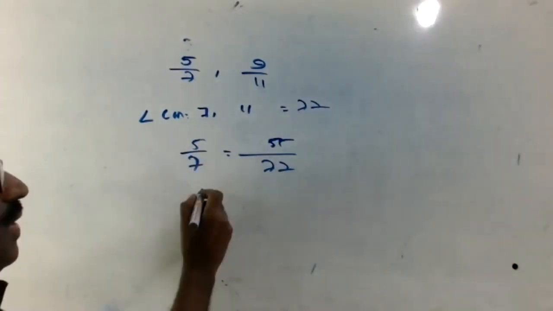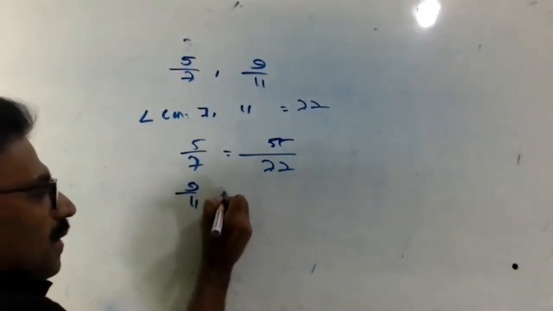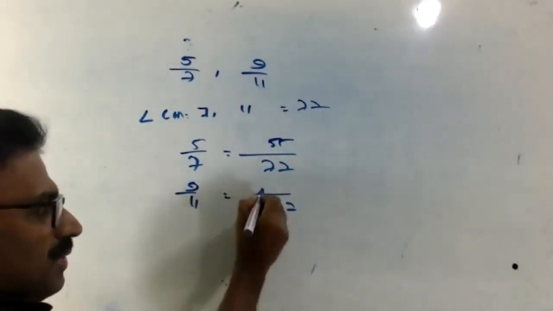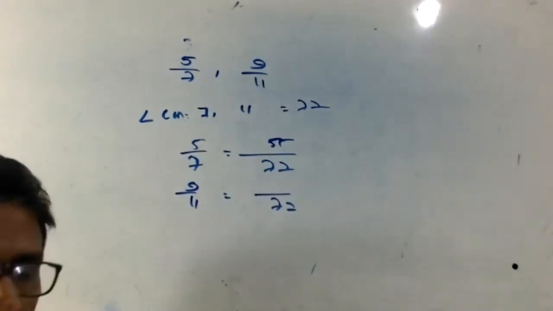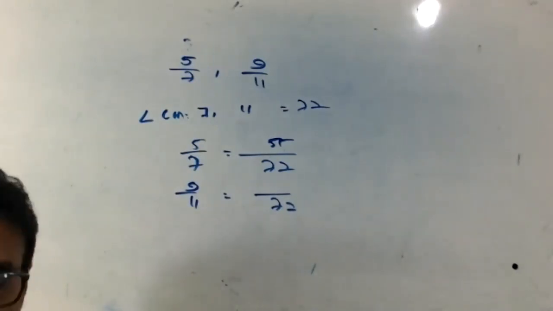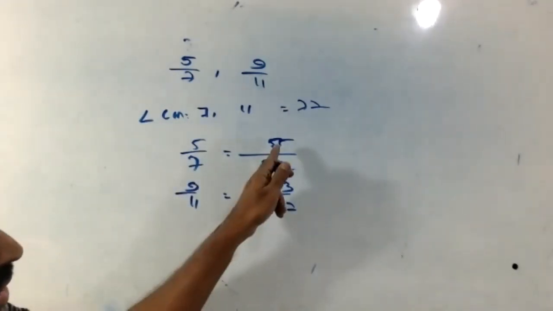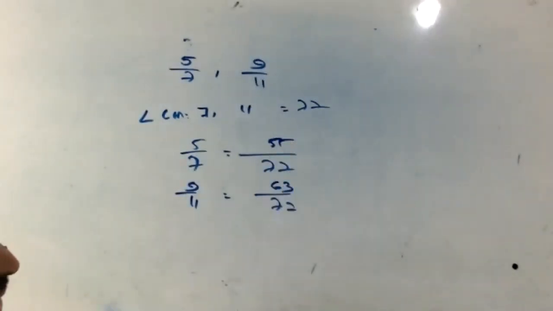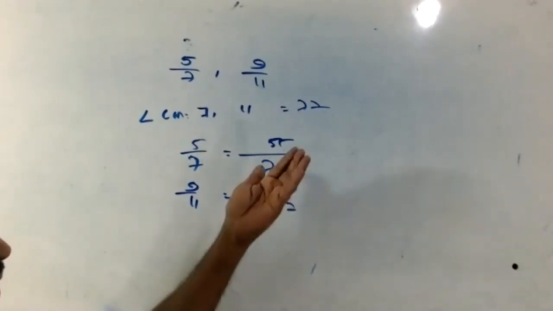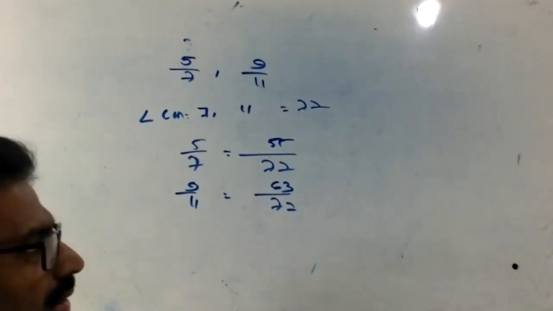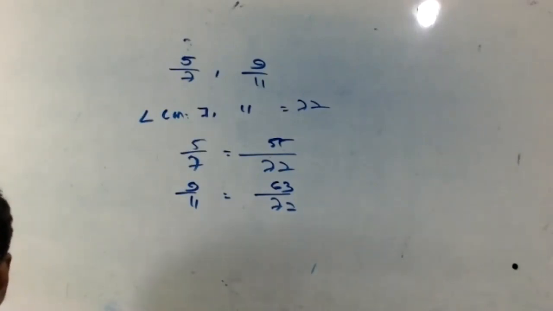Okay. Next one, 9 by 11 equals something by 77. This one we multiply by 7. 9 into 7, how much? 63. Okay, now 63. So 55 by 77, 63 by 77. Now we can write what? 56 by 77, 57 by 77, like that we can write.